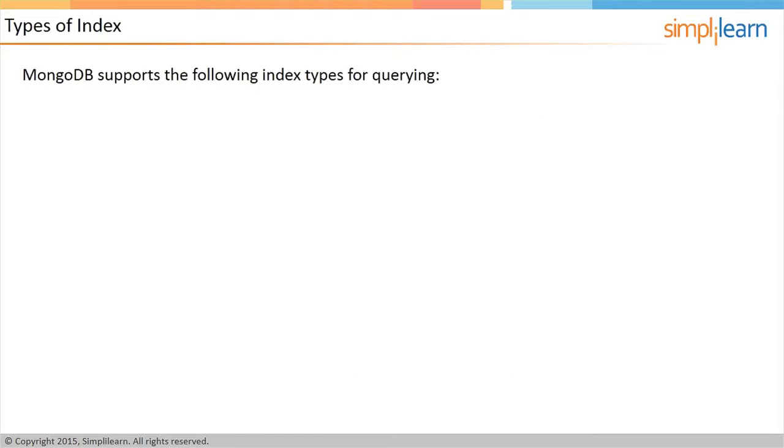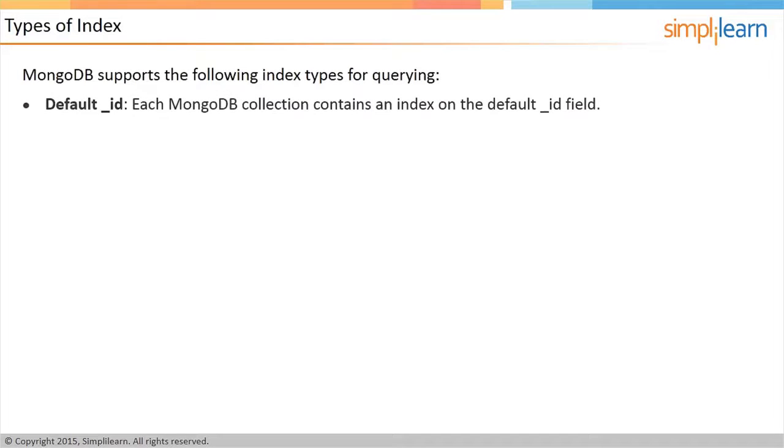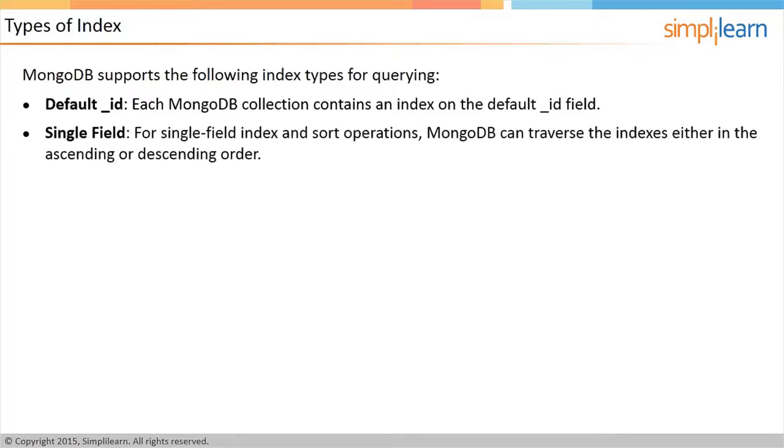MongoDB supports the following index types for querying. Default _ID. Each MongoDB collection contains an index on the default _ID field. If no value is specified for _ID, the language driver or the mongod creates an _ID field and provides an object ID value. Single field. For a single field index and sort operation, the sort order of the index keys does not matter. MongoDB can traverse the indexes either in the ascending or descending order.